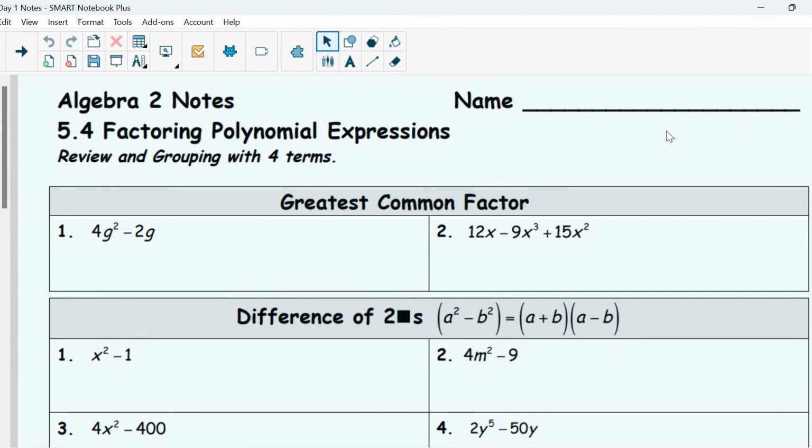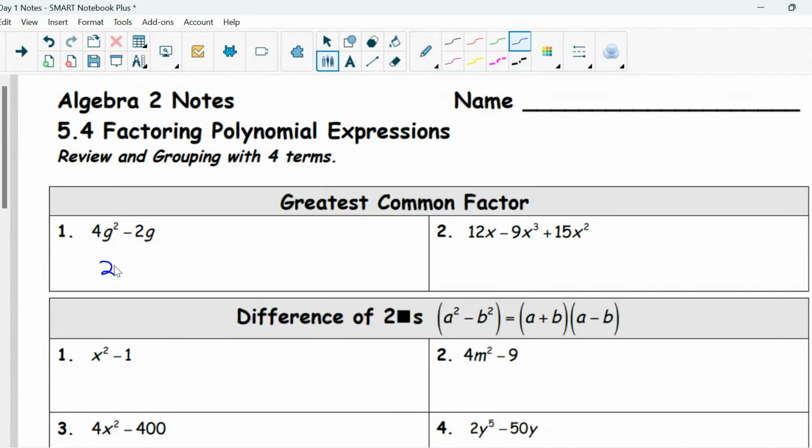So the first type of factoring, and step number 1 every time you factor, is by taking out the greatest common factor. So remember, the greatest common factor is you will look at both parts of each term. For my first example here, I have 4g to the second power minus 2g. So out of my coefficients, my greatest common factor between 4 and negative 2 would be a positive 2. So I can factor out a positive 2.